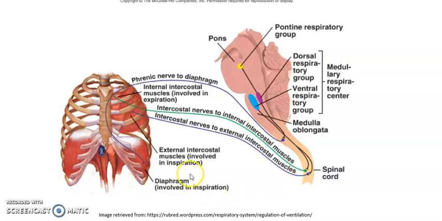As we can see here, we have the external, and then we've got the internal. I kind of think of it as internal is inspiratory or inhaling, and the external intercostal muscles are also involved in inspiration.